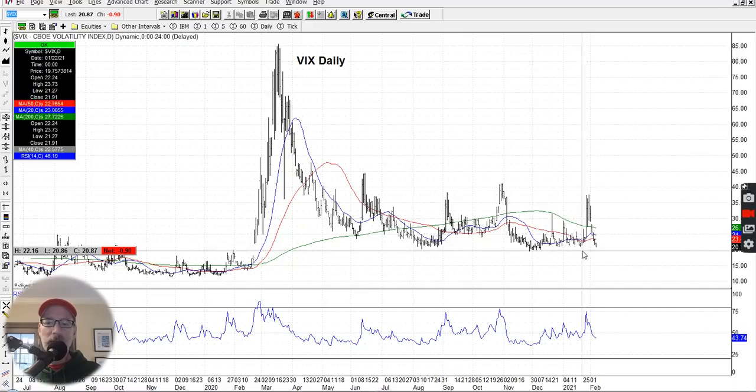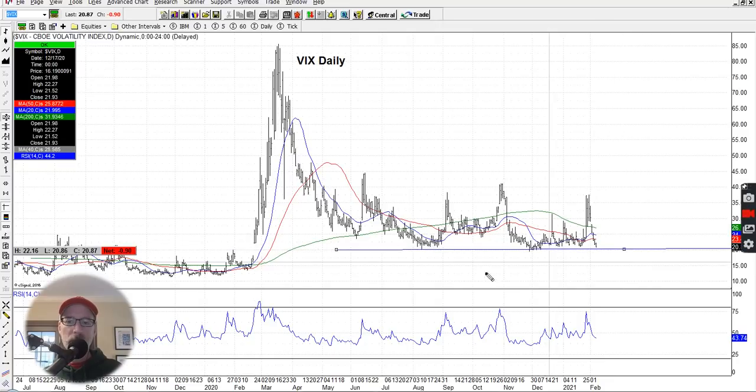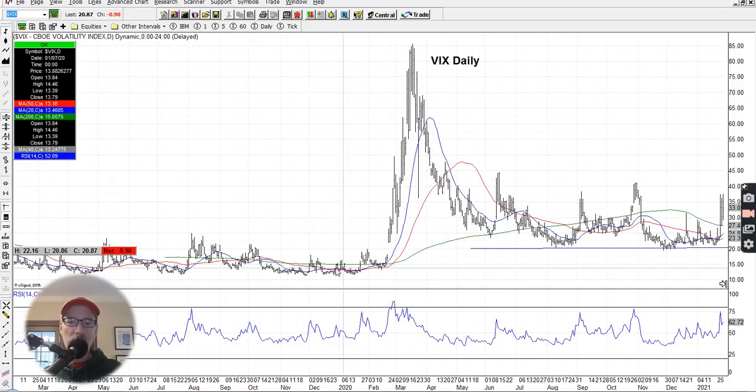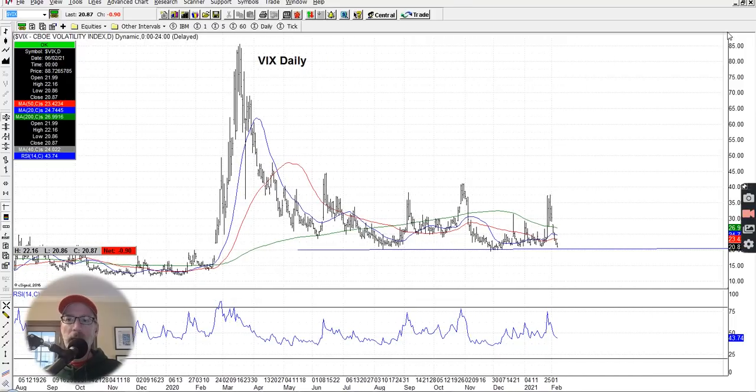So here we're right at this. Let's draw a little support line here. You got this nice support line right now at near 20% or so for the VIX. For a long time, it was trading around 10 to 15% down here. So we got the support line around 20. We'll see where it goes from there. It moves inversely to the general stock market.